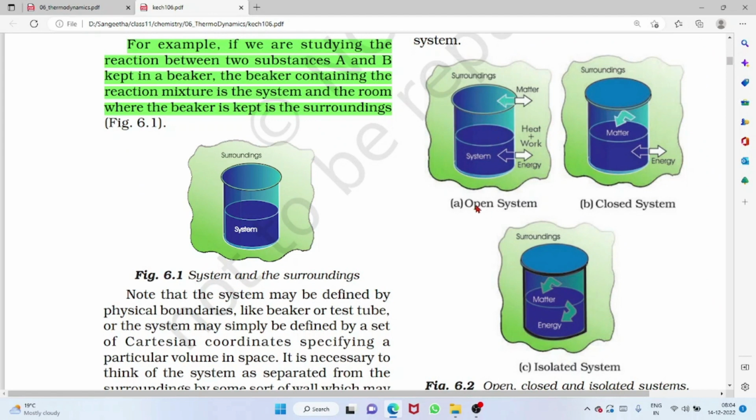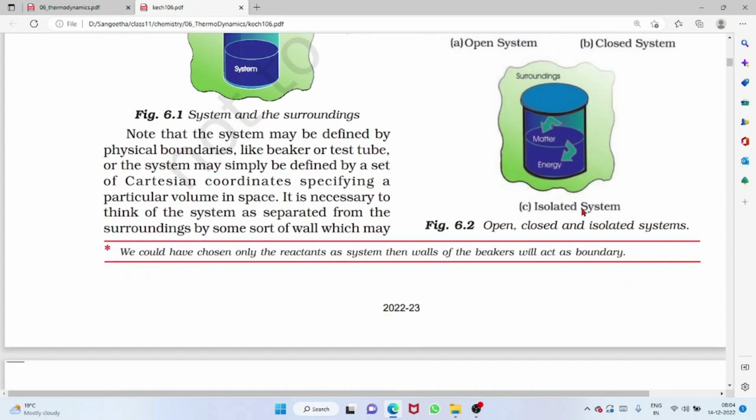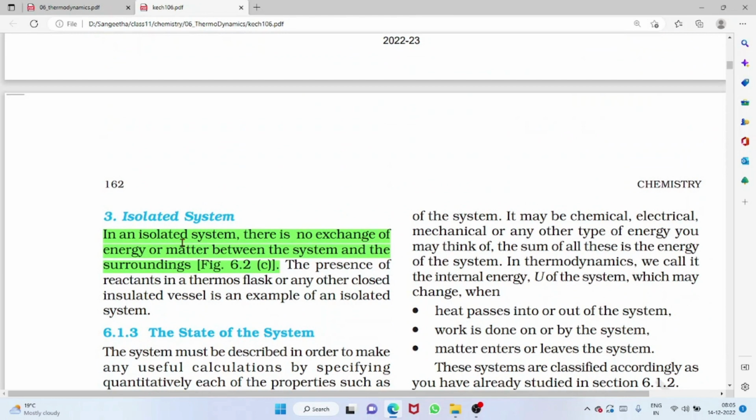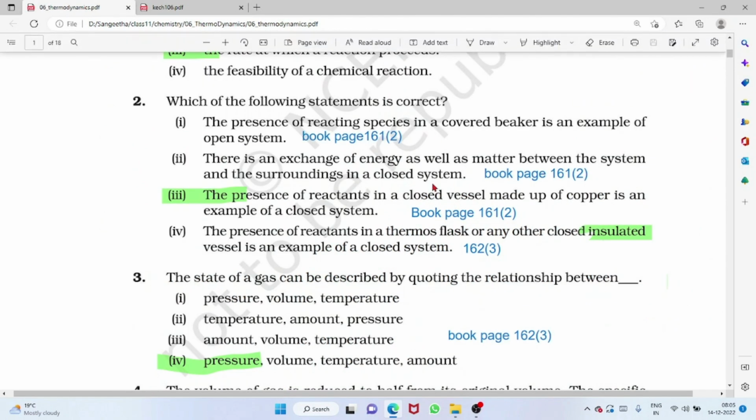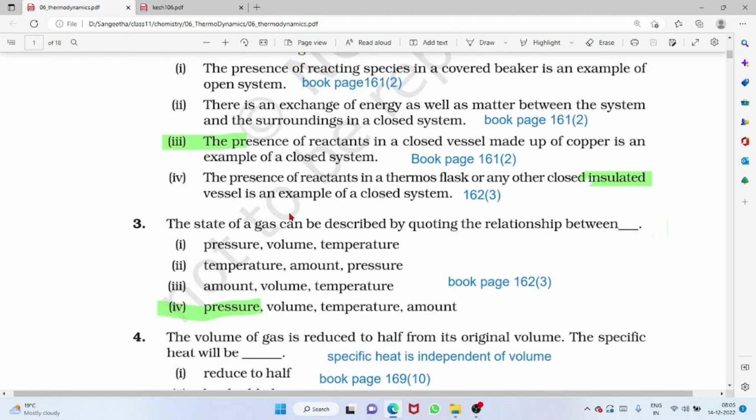See here, this is an open system. Here matter and energy are exchanged, as shown in the diagram. But in a closed system, only energy is exchanged, no matter is exchanged. In the isolated system, nothing is exchanged. Matter is not exchanged, energy is also not exchanged. This is given here. So this is what is given in the various options.